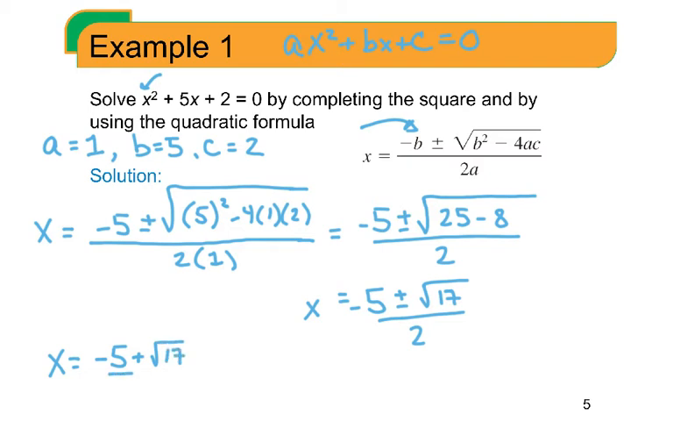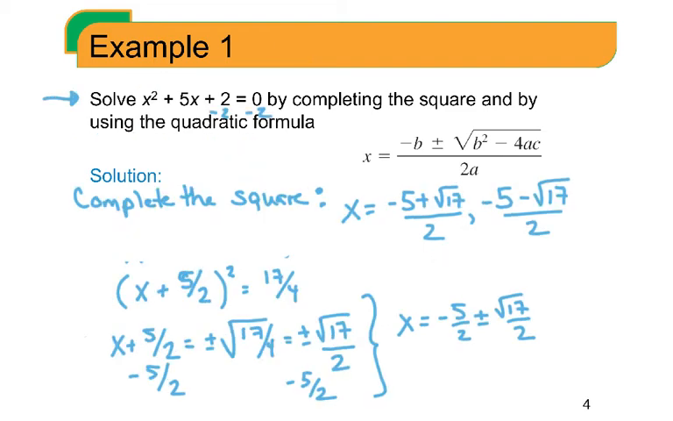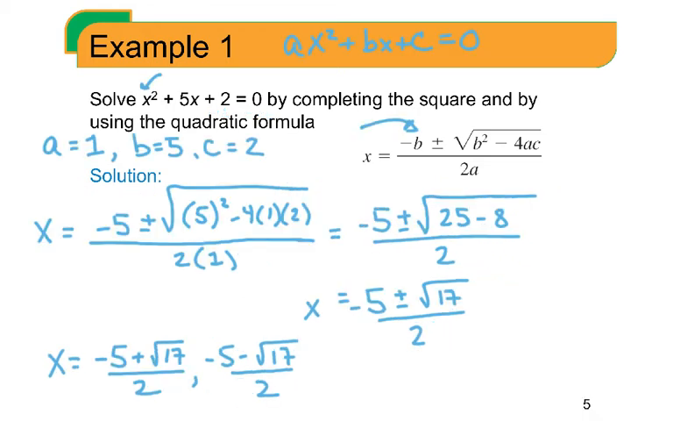5 plus the square root of 17 over 2, negative 5 that is, and negative 5 minus the square root of 17 over 2. Now let's double check. Yep, same answers. So which did you think was easier? Some people might say this is easier. This seemed quicker. It often depends.